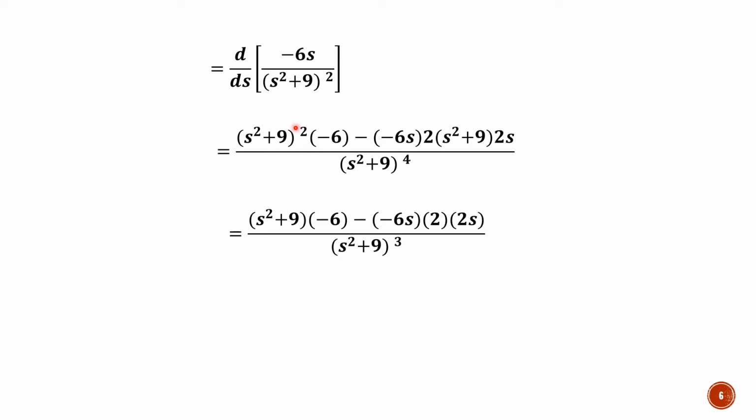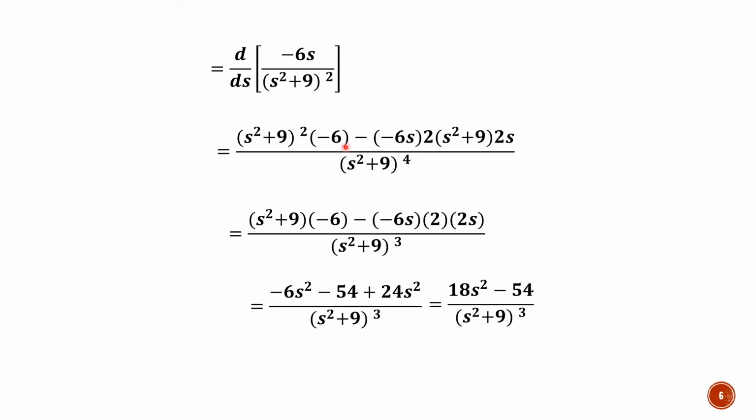Otherwise you will have to apply a plus b the whole square and open the bracket, which will have so many terms. Just to avoid that, since we have the s square plus 9 term common throughout, we can cancel that and write the remaining terms. Now open the bracket. So we will get minus 6s square minus 54. Minus into minus is plus, 6 into 4, 24, s square upon s square plus 9 the whole cube. Okay, this is d by ds of minus 6s upon s square plus 9 the whole square.